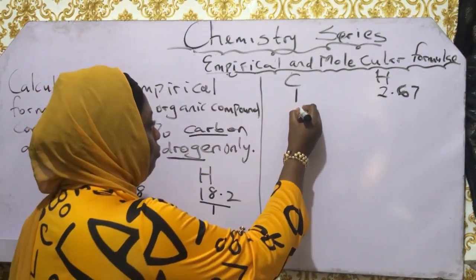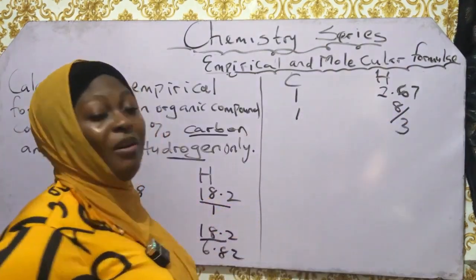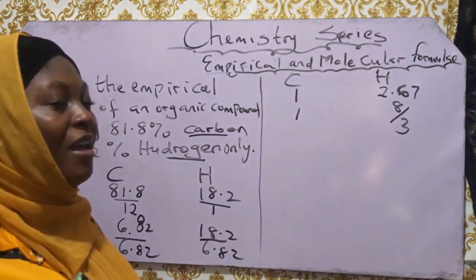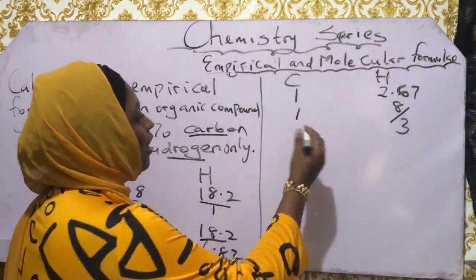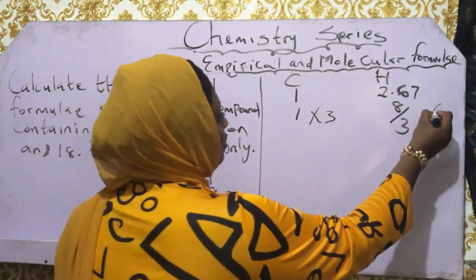So I still have 1. Changing this to a fraction, you have 8 divided by 3. I still can't leave a fraction in my empirical formula. So how do I make it become a whole number? Multiply through by the denominator of this. That will be times 3, times 3.